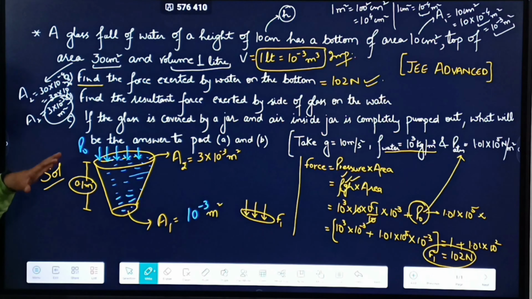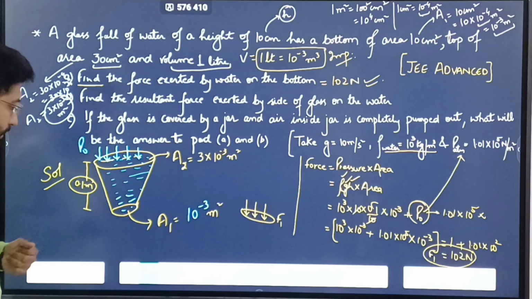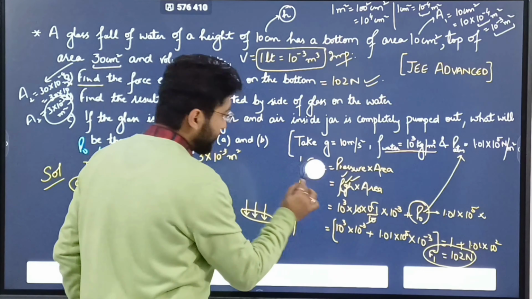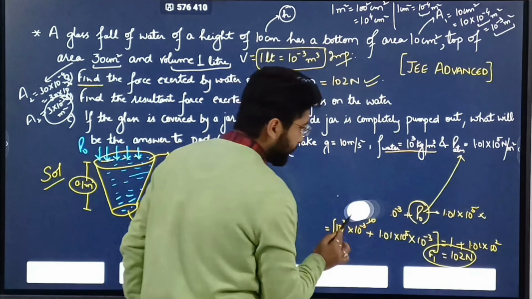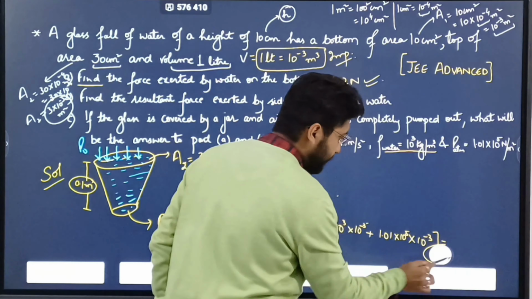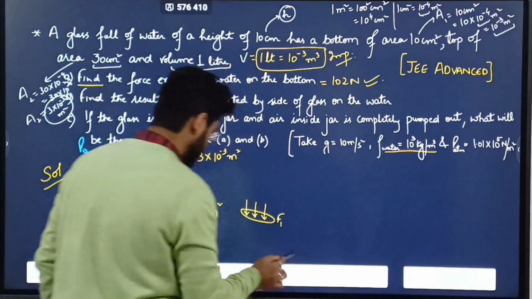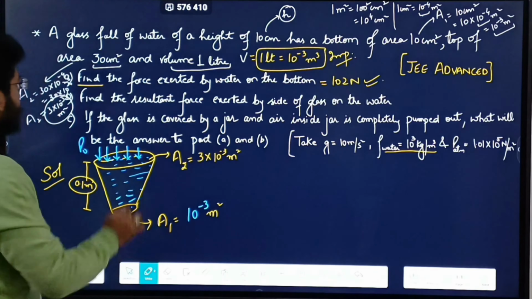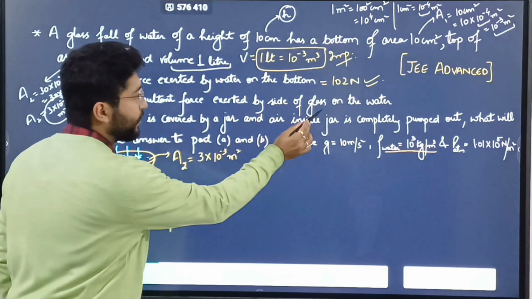Hope you understand the first part. Now come to the second part. Now find the resultant force exerted by the side of the glass on the water.